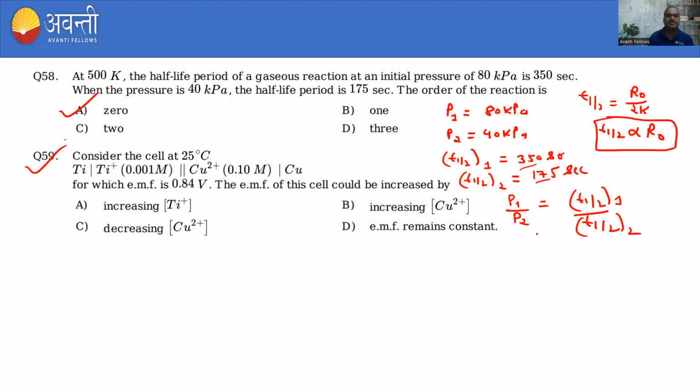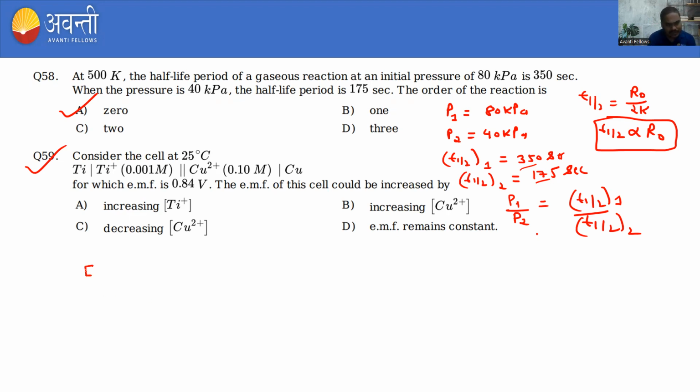This question is from the Nernst equation. Consider the cell at 25 degrees Celsius. We have titanium to titanium plus and that concentration is already given, and copper concentration is also given, for which EMF is 0.84. So already EMF is given. The EMF of the cell could be increased by. So in this question, they're asking, how will you increase the EMF of the cell?